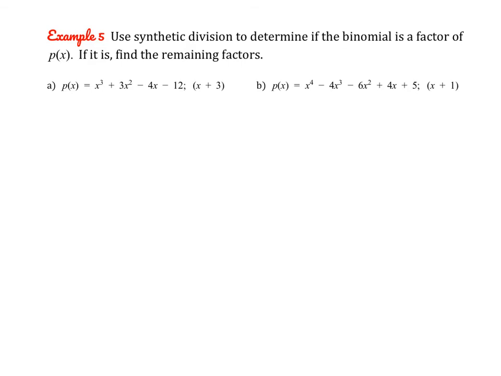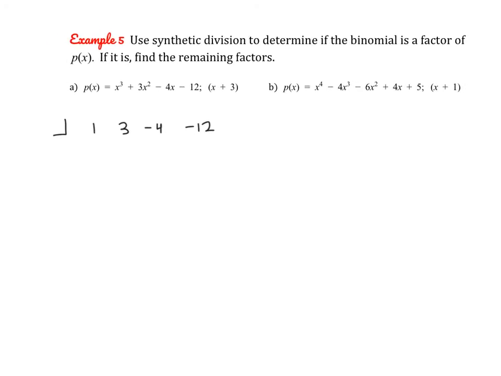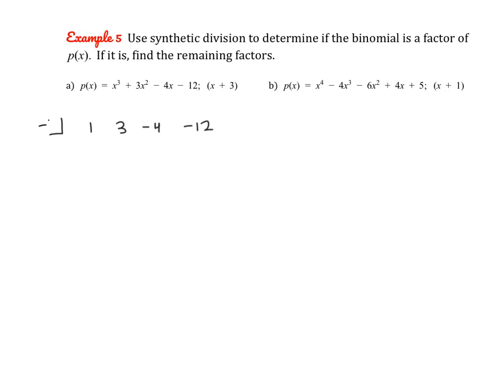So let's see if we can use synthetic division to check to see if these binomials are in fact factors of the polynomial. And if it is a factor, we're going to find the remaining factors. So let's start with this first one. Again, we're going to use synthetic division. So let's list our coefficients: 1, 3, -4, -12. And then in our box is going to be -3. Remember, we're always going to put the opposite of what we see in here.